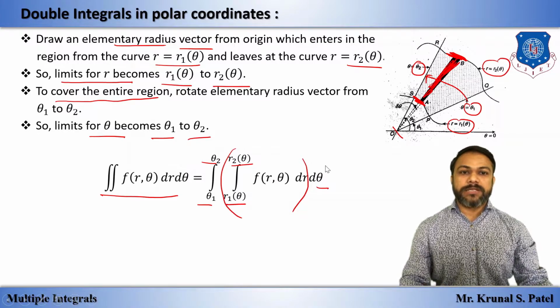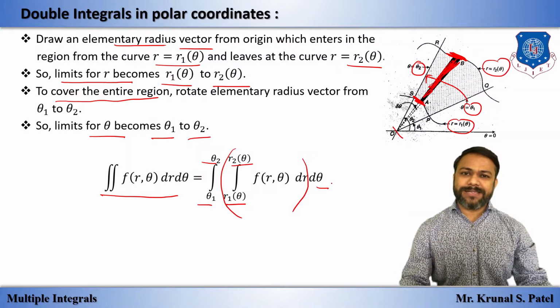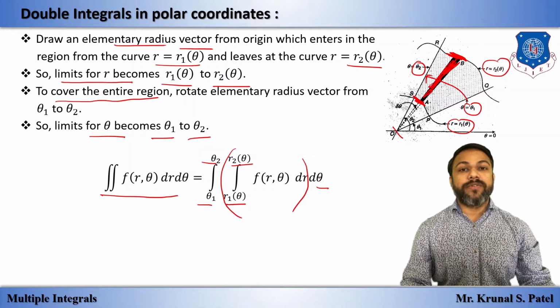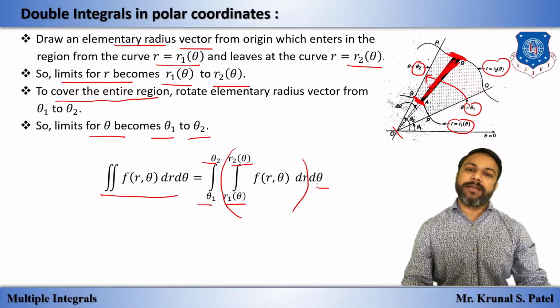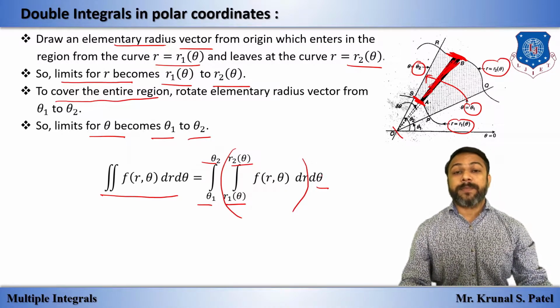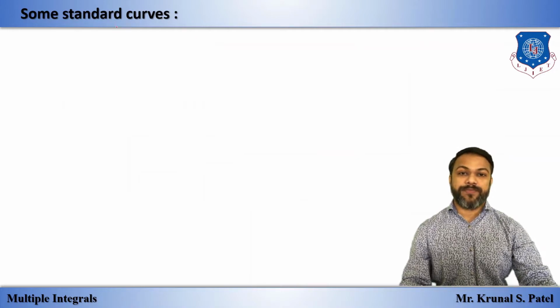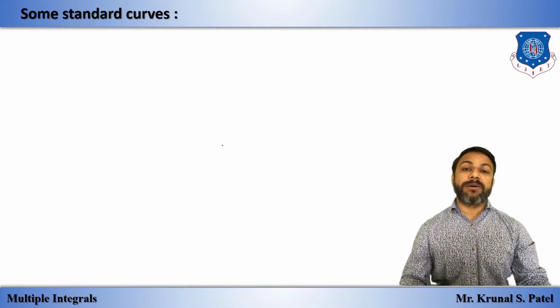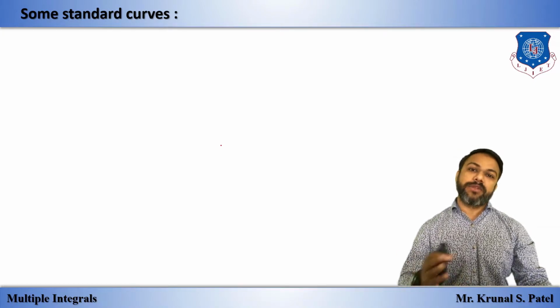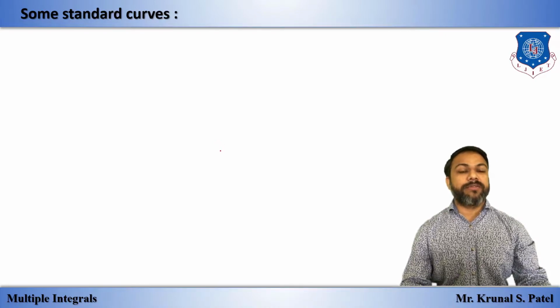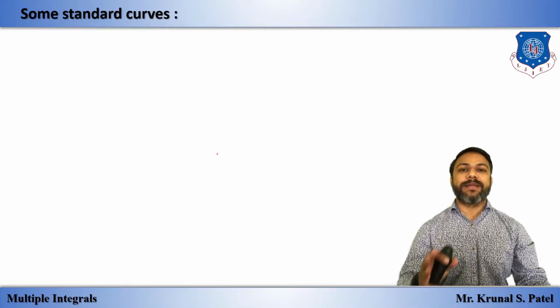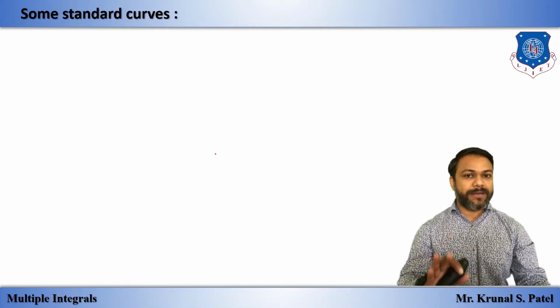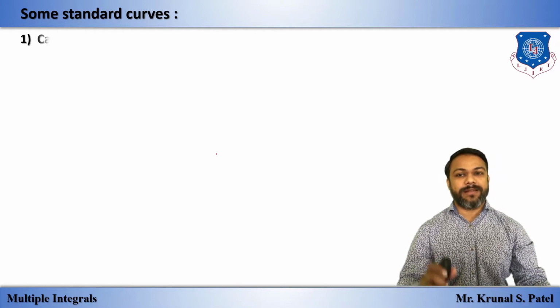Simple. By using this concept, we will solve examples, and in them we will first find the limits and then integrate. Before that, we have some standard curves. Same as in Cartesian coordinates, we have some repeated and some new standard curves which we will use in the examples. Other than these, 99.99% of the curves are repeated ones, and they are given like this.